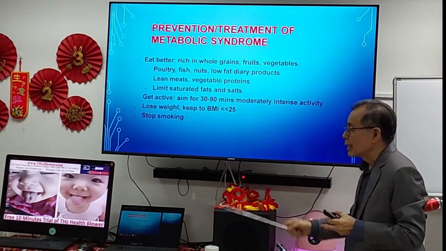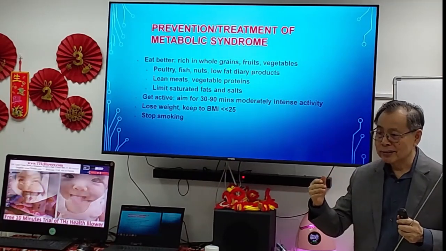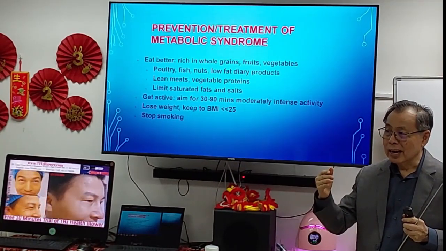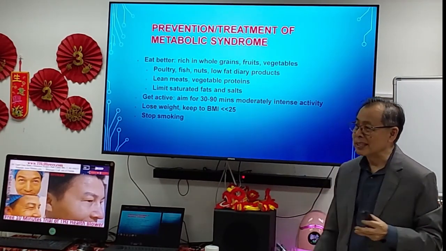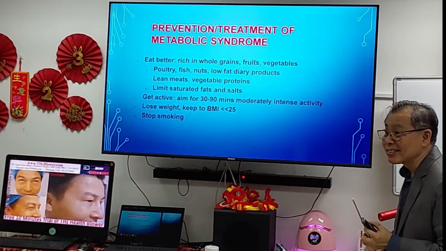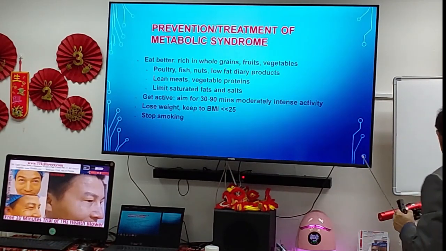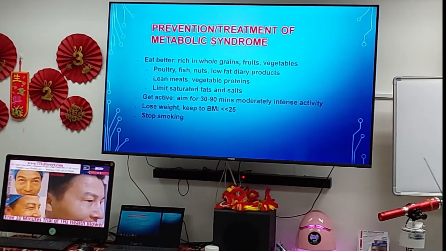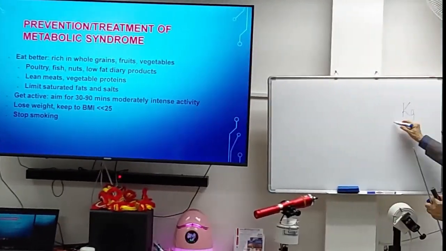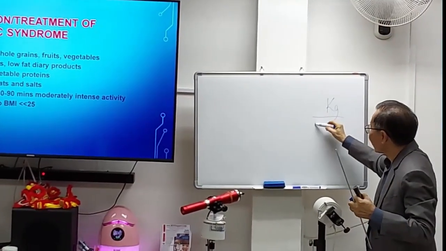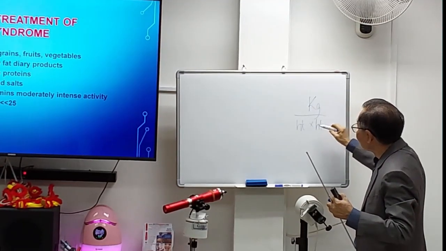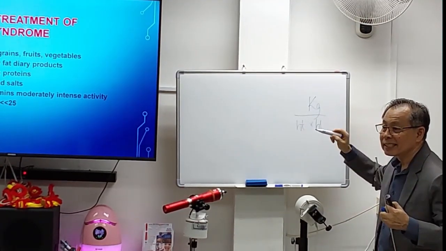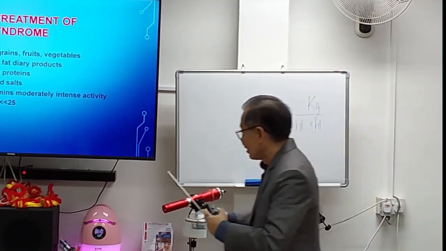Lose weight. Keep your BMI below 25. Unless you are fat, you should be like that. Very easy to calculate, you know? You know how to calculate BMI? Take your weight, which must be in kg, okay? Divide by height, square of the height. Divide by height and divide by height again. Height squared.